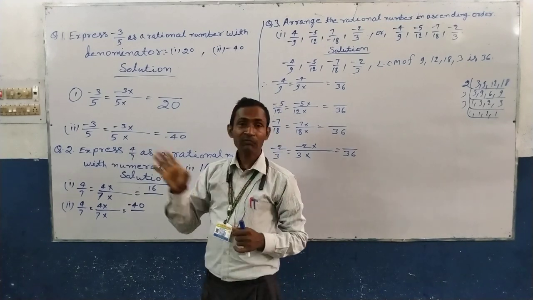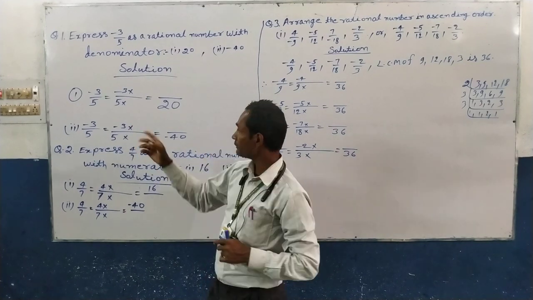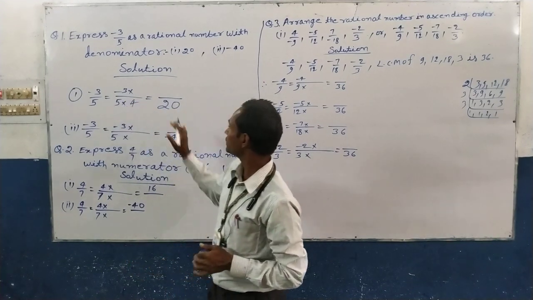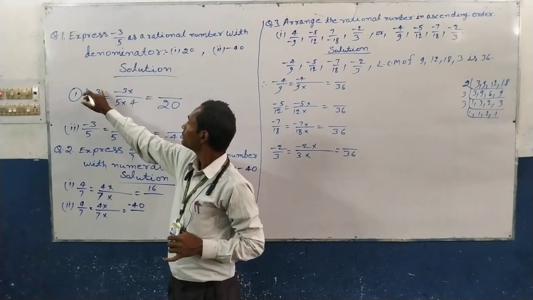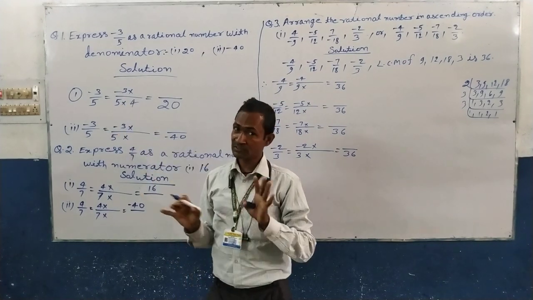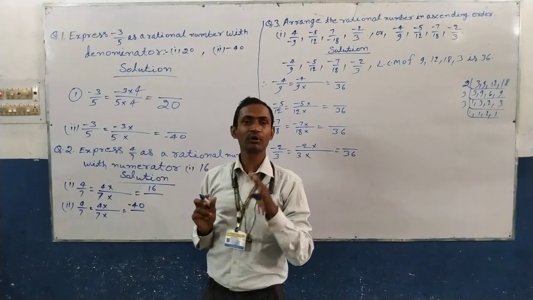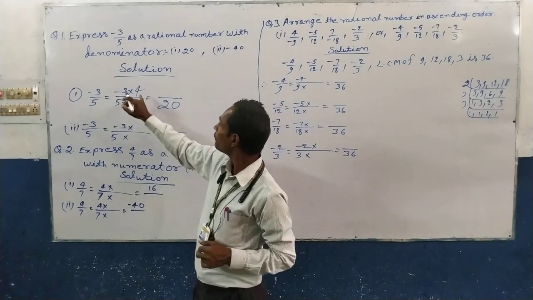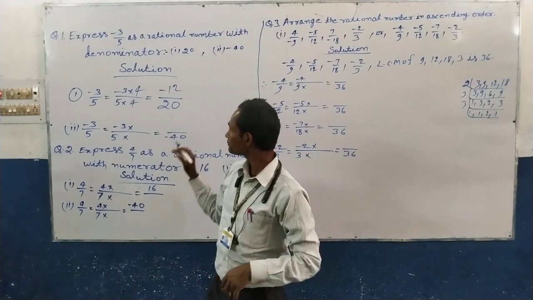Then we can find from 5 to 20 multiplied by 4. Then 5 into 4 is equal to 20. Then also it is not equal: -3/5 into 4 is not equal. Is it equal when multiplied in both by 4 and 4? Clear? So -3 into 4 is equal to -12 by 20.